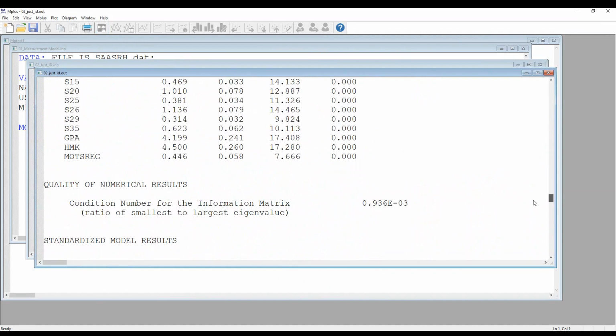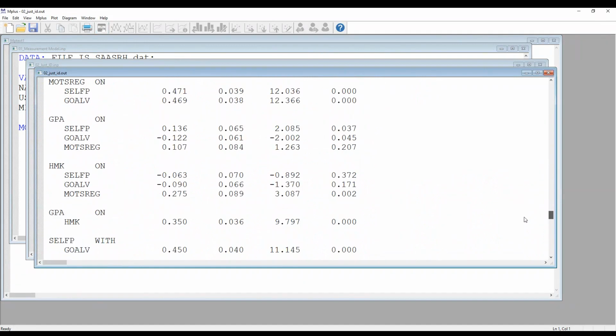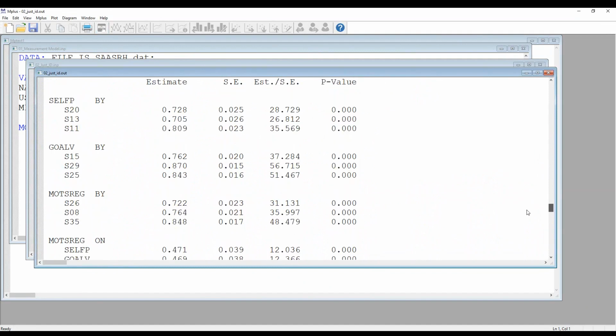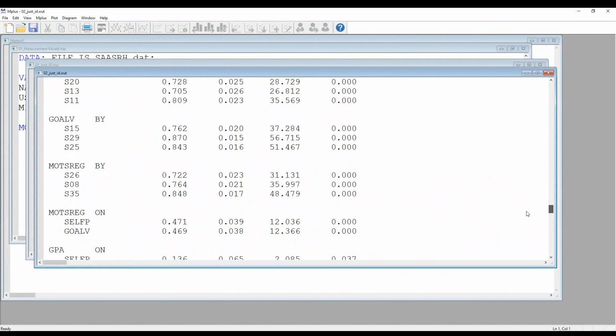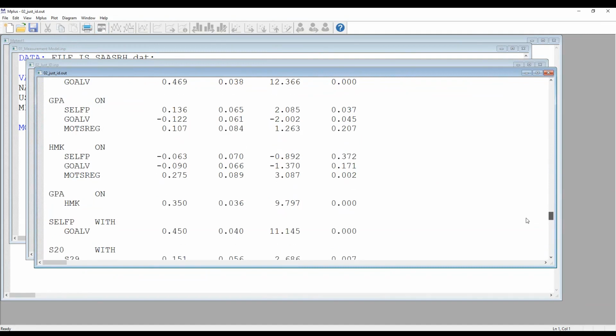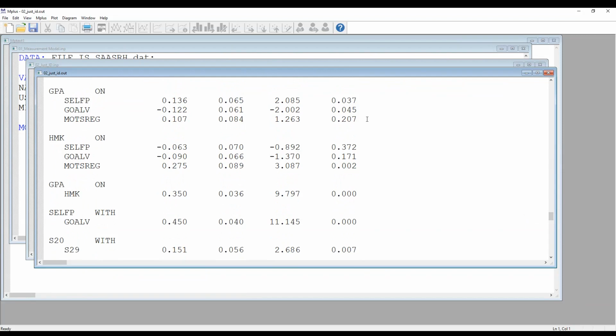And I'll go to the standardized results. That's fine. Okay, so here we go. I don't really have to worry about these by statements at all anymore because I've already looked at the measurement model. I'm looking at my first conceptually omitted path, which was motivation on GPA. And we can see that actually that path is not statistically significant. Did everybody see that? The p-value is 0.207. The path is 0.107. So motivation to GPA, which was one of my conceptually omitted paths, doesn't look like I need that.